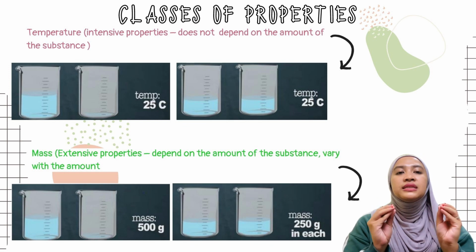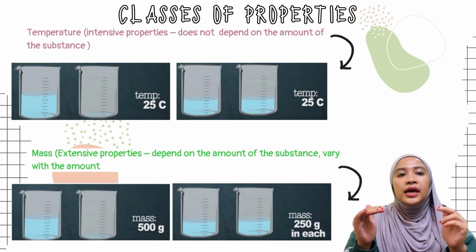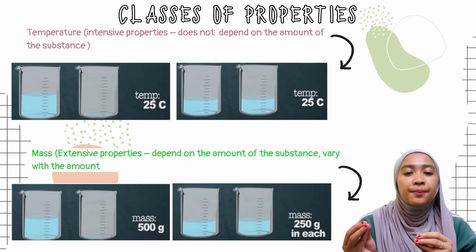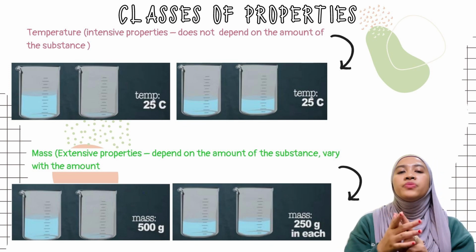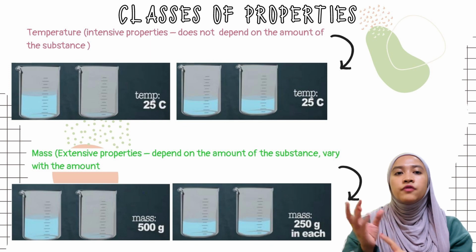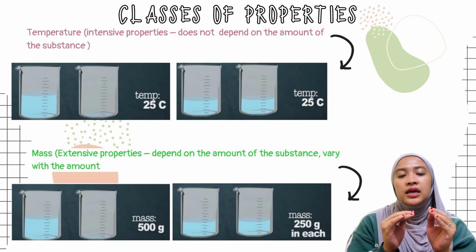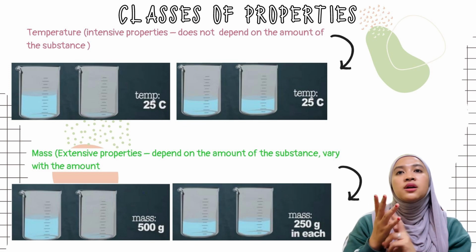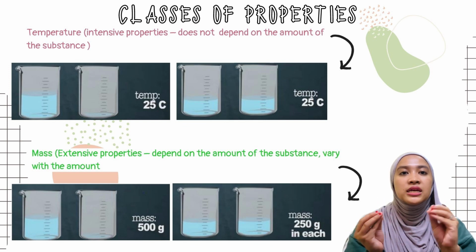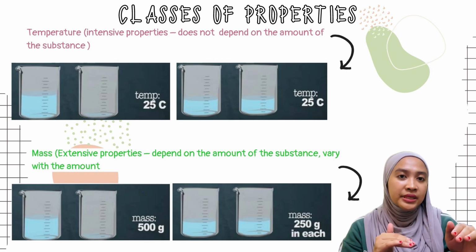So that means temperature does not depend on the amount of the substance. On the other side of the picture is an extensive property example, which is mass. In the first situation, there are two beakers, one with 500 grams and the other with 0 mass. In the other situation, each of the two beakers has 250 grams of mass. So that is the difference between intensive properties and extensive properties.